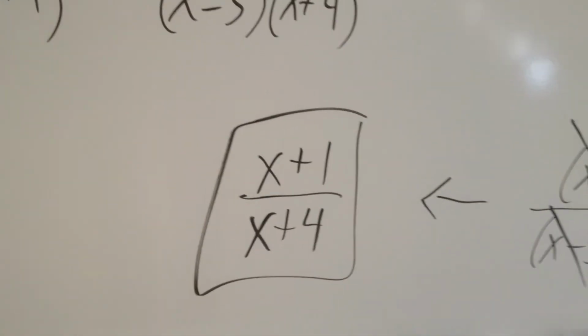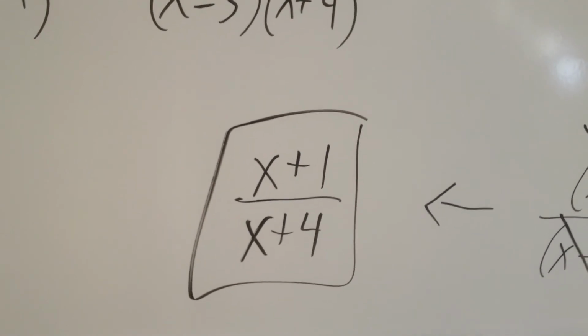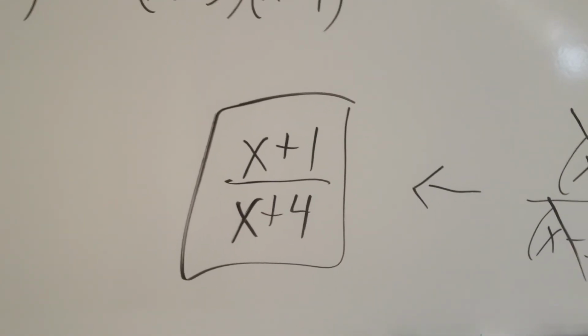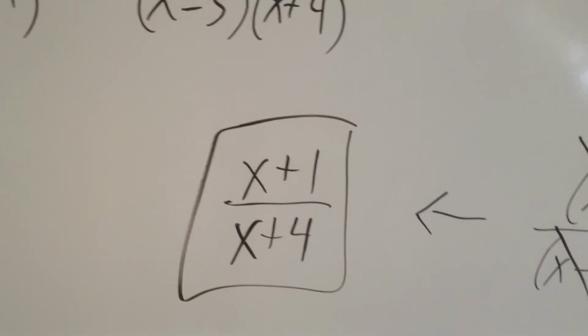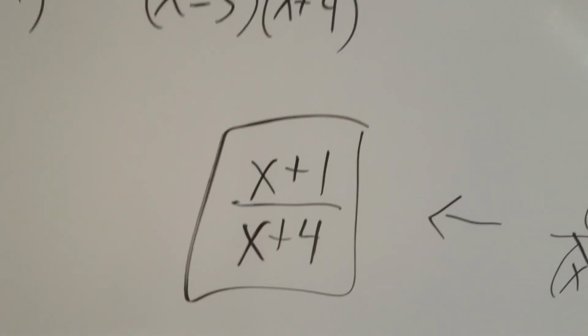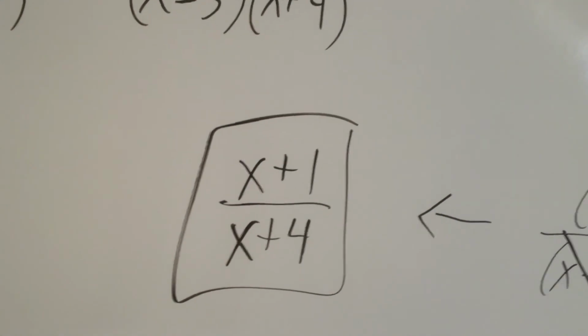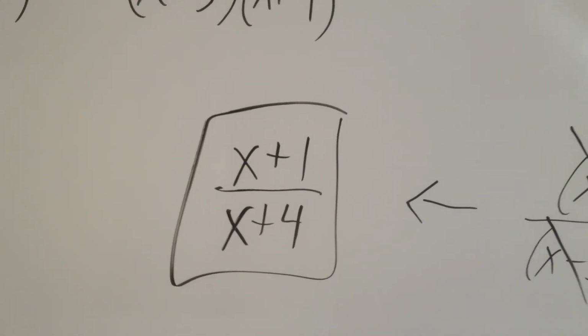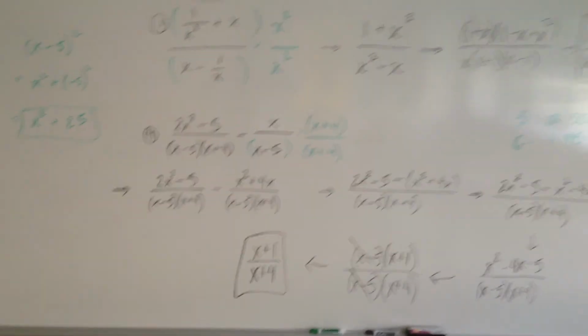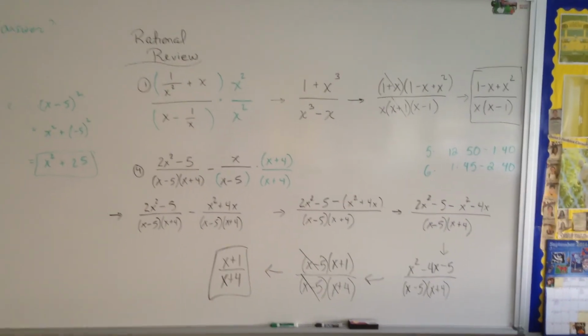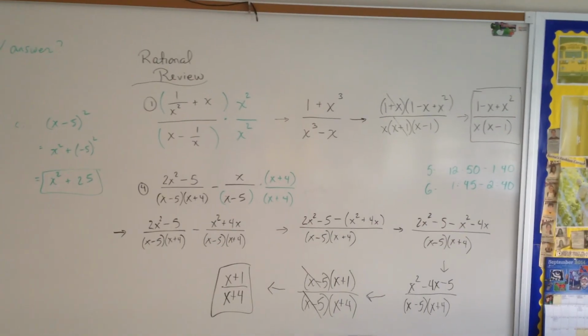Of course, we cannot cross off the x's, right? When you have addition or subtraction, it's as if the terms are in parentheses. So if it was just 1x over 4x, yes, we could cross off the x's. That's multiplication. With addition, you can't do anything. So we get x plus 1 over x plus 4, and that's that. I hope this was helpful.